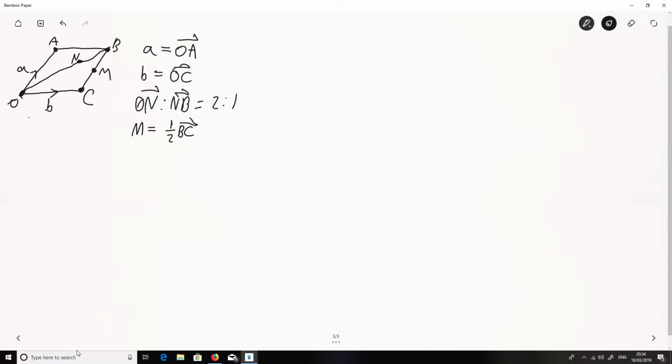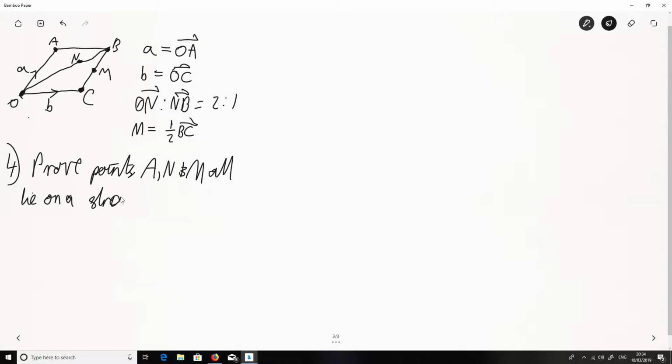So the next question we want to do is to prove points A, N, and M all lie on a straight line. So you may look at this to start with and think, oh well, how do I do that? That's quite a strange looking question.